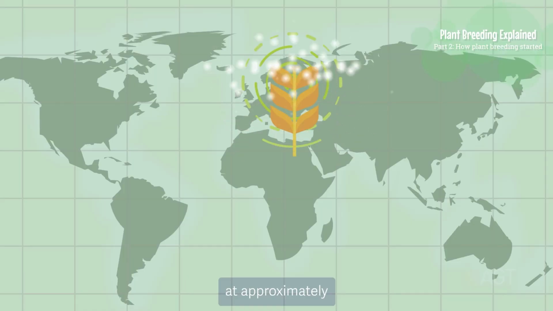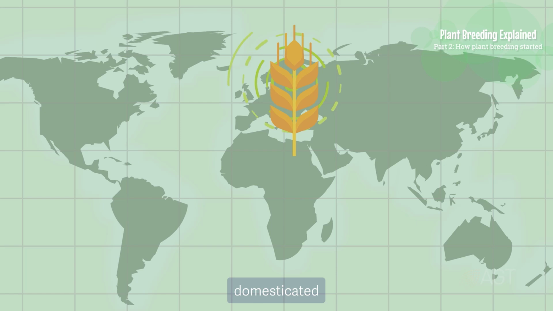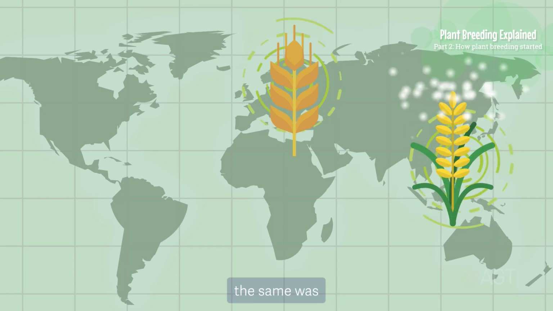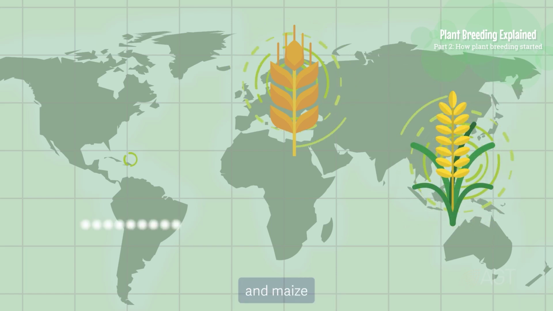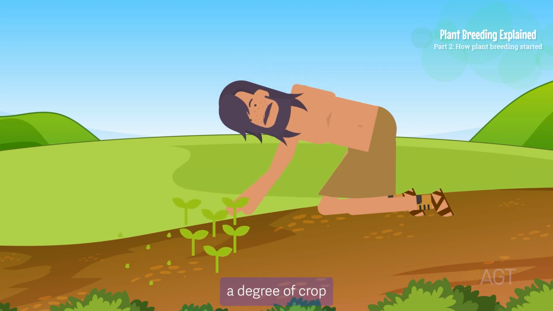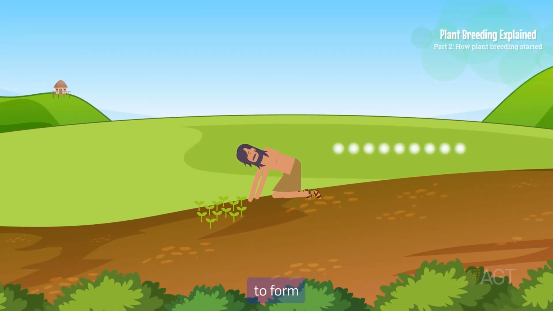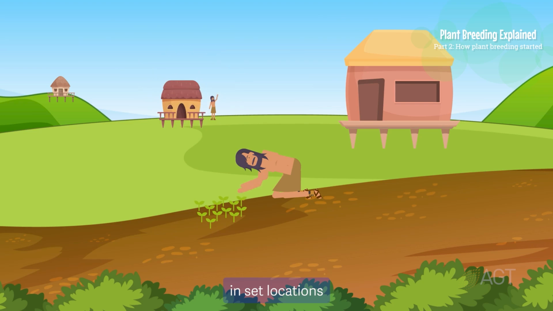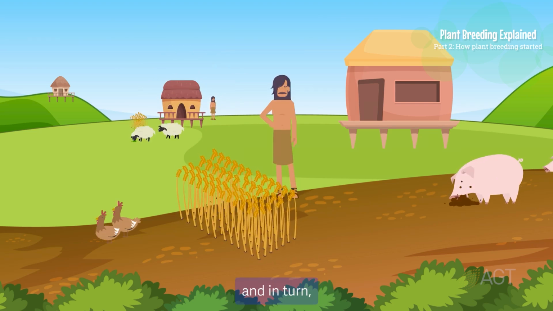Around the globe at approximately the same time as wheat was being domesticated in the Middle East, the same was happening with rice in Asia and maize or corn in the Americas. The ability to maintain a degree of crop certainty allowed the nomadic tribes to form established communities in set locations around their fields, and in turn supply feed for domesticated farm animals.